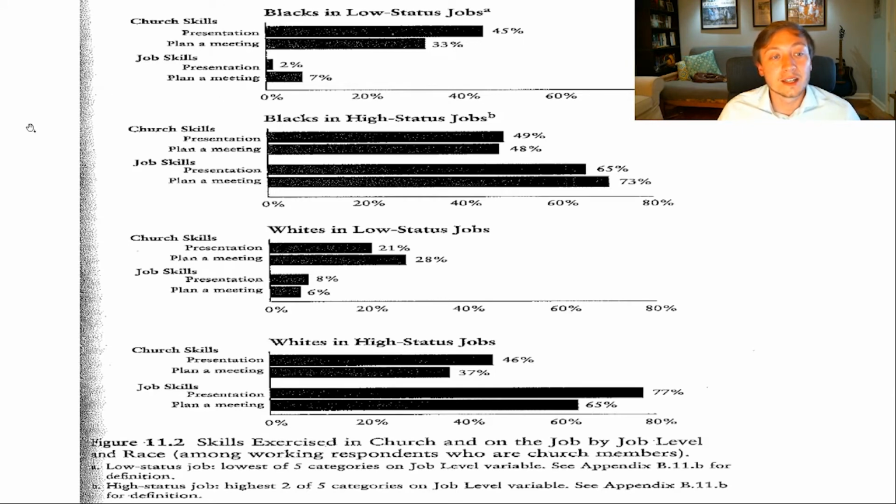And again, I don't need to belabor this point, but the idea is about church skills and job skills, right? Blacks in both high status and low status jobs are able to use church skills. Like 50% of them, 45%, are getting the ability to do some kind of political presentation or plan some kind of political meeting, the kinds of skills that they would argue matter for becoming more politically active in your life. However, this equivalency doesn't endure among whites. You can see that the church skills are much lower for the low status whites versus the high status whites.